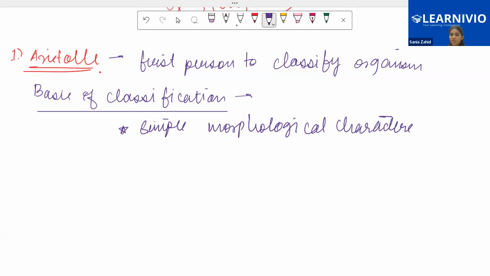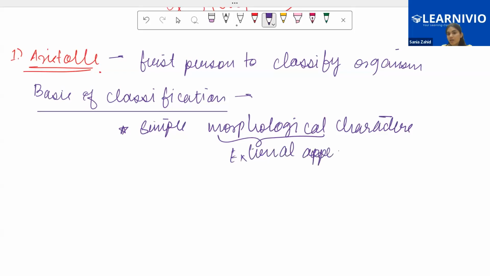What is the meaning of morphology? There are two terms. We have morphology and we have anatomy. So do you know what is the meaning of morphology? Okay, morphology is basically the external appearance. What is the meaning of morphology? External appearance.